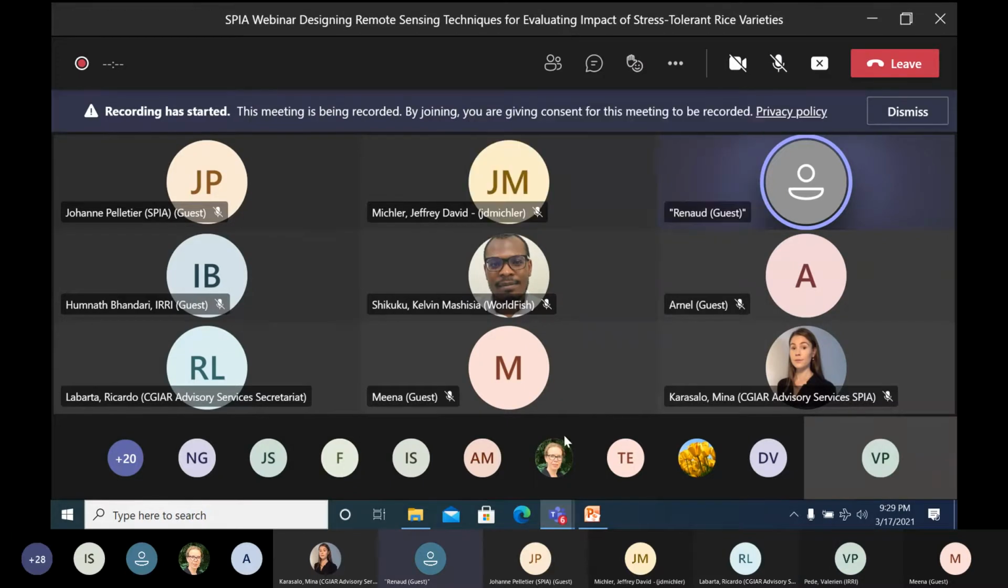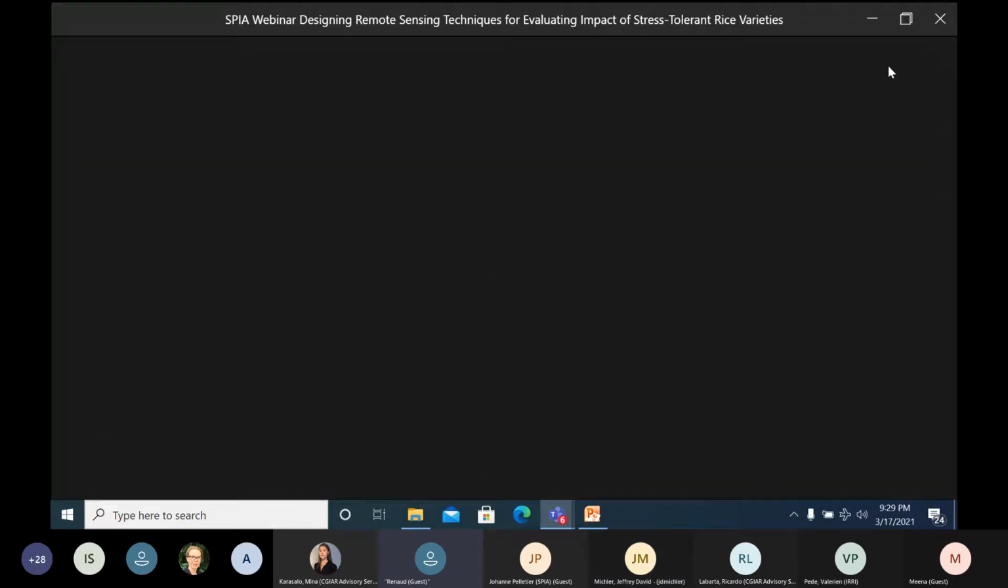Also, remote sensing solution. So yeah, thank you for giving us the opportunity to report on this project. The remote sensing solution, I guess it should be better said the best bet solution.